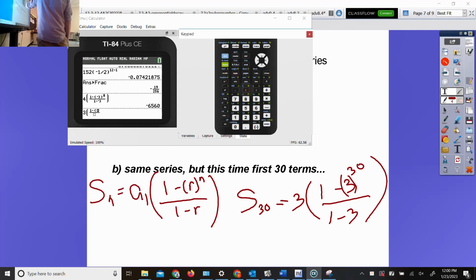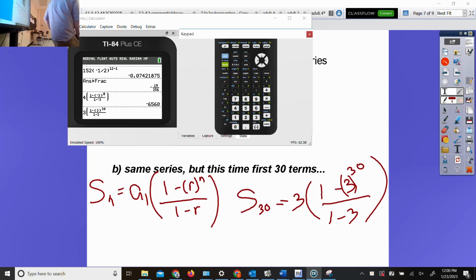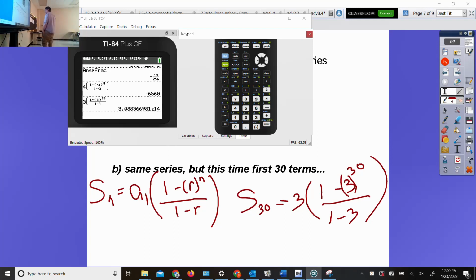One minus parentheses 3 raised to the 30th power over 1 minus 3. And press the magic enter key. That's what you get. You're more than welcome to hit math, answer, fraction. That's a huge number.